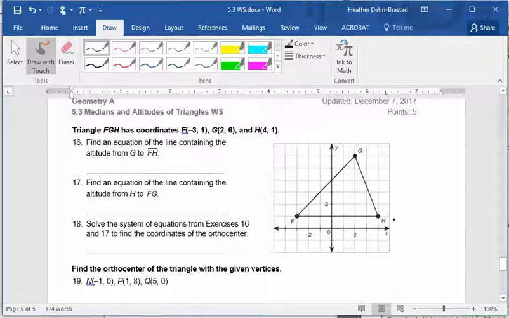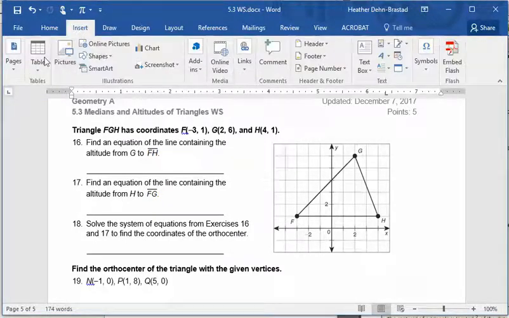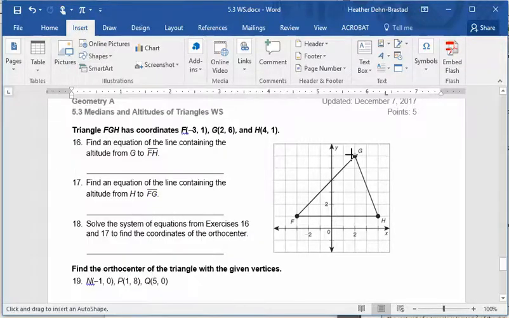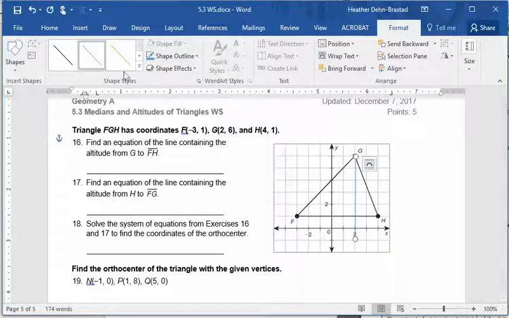So FH is a horizontal line, so I know that the altitude of this is going to be a vertical line. So I can draw a nice vertical line that will be at right angles, because a horizontal and a vertical line are at right angles to each other. And I'm going to make it so that it goes through G. So there is my line, the altitude from G to FH.